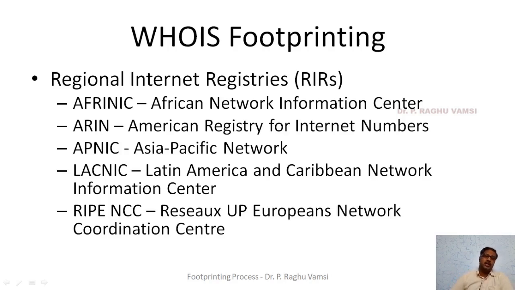Regional Internet Registries (RIRs): AFRINIC, which means African Network Information Center. All the African countries, and the companies located in those countries, will have their registration with AFRINIC. Like that, ARIN, which is American Registry for Internet Numbers. Next, APNIC, which means Asia Pacific Network. LACNIC, which means Latin America and Caribbean Network Information Center.